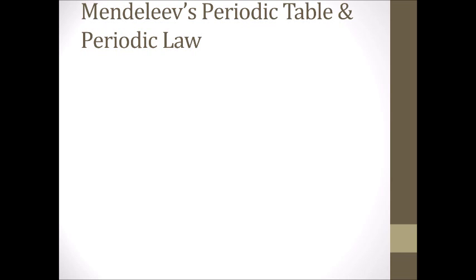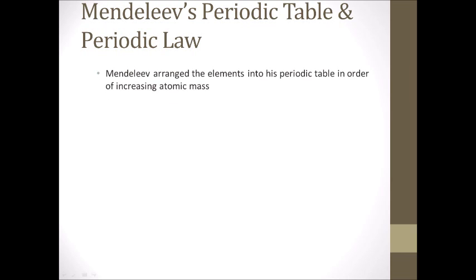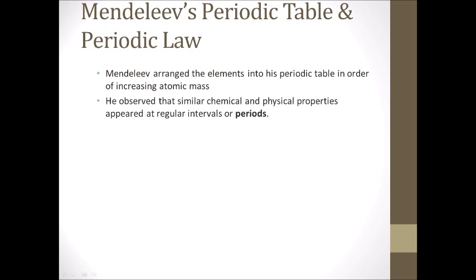Then along came this one scientist, Dmitri Mendeleev, and he arranged the elements into an early version of the periodic table, his periodic table, in order of increasing atomic mass. And as he started looking more closely at it, he started to see that some properties of elements seemed to fit better if he switched the order. Initially, he observed that similar chemical and physical properties appeared at regular intervals, or periods, in his table. But then when he started switching the order around a little bit, he found that it seemed to make a bit more sense.